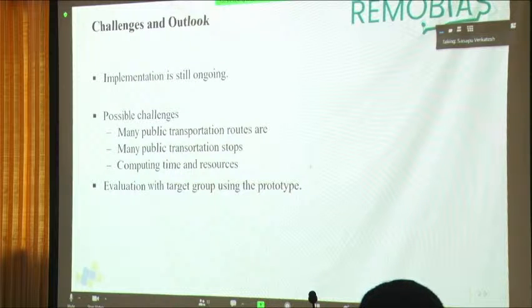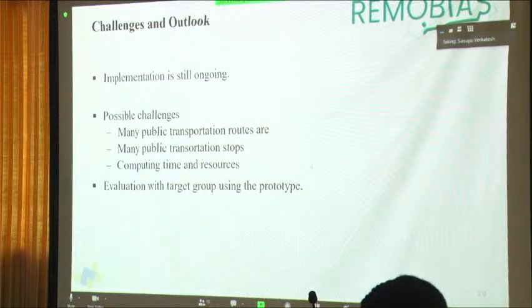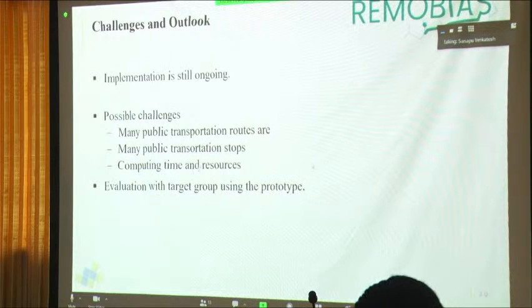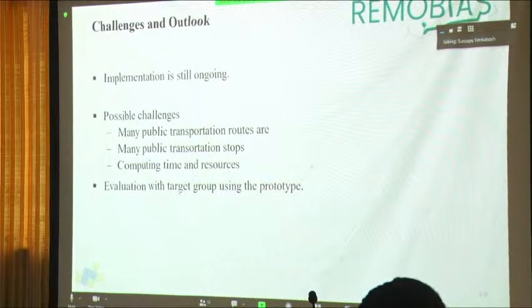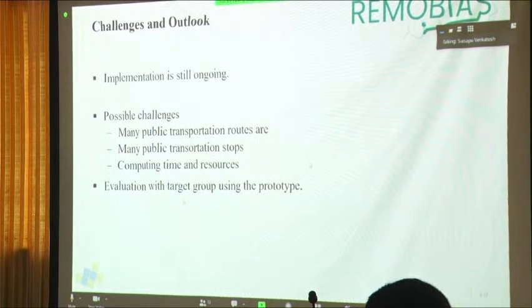So these are the major challenges that we need to figure out. And the next thing, future work: we also need to make a prototype of it, and then we want to test it in front of the group.